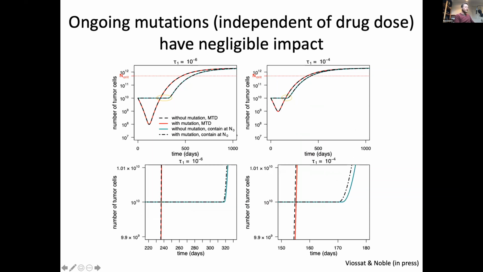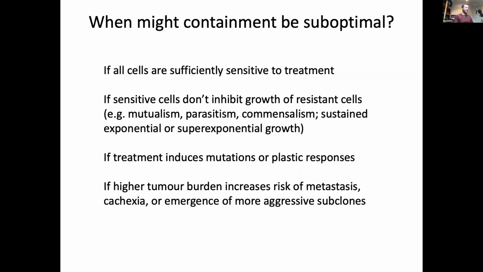What about ongoing mutations? Well, I'm not going to go into this in detail, but suffice to say that if you assume that the initial frequency of resistance is consistent with the mutation rate, in other words, if you make the Luria-Delbruck assumption for how the initial frequency of resistance depends on the mutation rate, then we find that the effect on outcomes is really negligible, less than 1%, which is why we think we can neglect these.